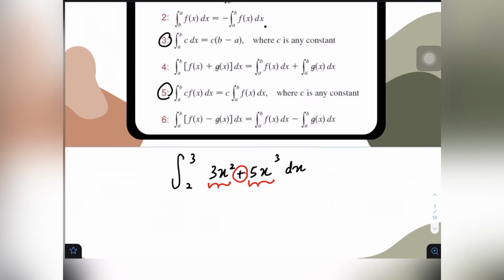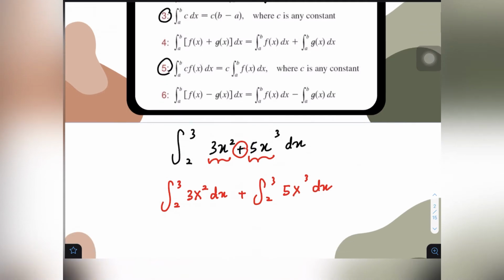So what will happen is you have the integration from 2 to 3 of 3x squared dx, plus the integration from 2 to 3 of 5x cubed dx. And then you can solve it separately, or you actually can solve it directly. So it depends on you. The same goes if in between two functions you have the negative sign. The sign will be negative, but the methodology to solve is still the same.